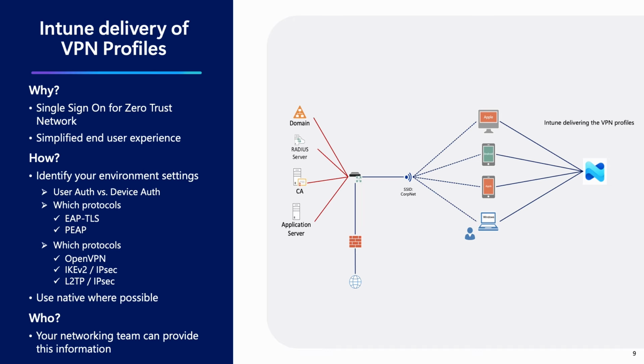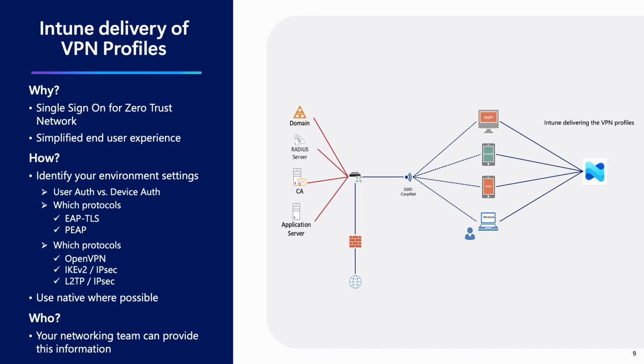Where it's slightly different to the Wi-Fi scenario is you have multiple different protocols that are available for the connection. And this is where you need to work with your networking team to understand the protocols they're using for that VPN, whether it's OpenVPN, IKEv2, Layer 2 Tunnel Protocol, L2TP. Again, cannot stress it enough, use native where possible, because then it means that you're using consistent technology.